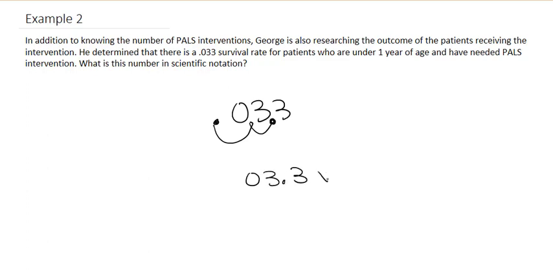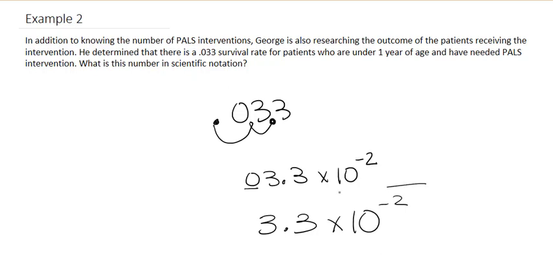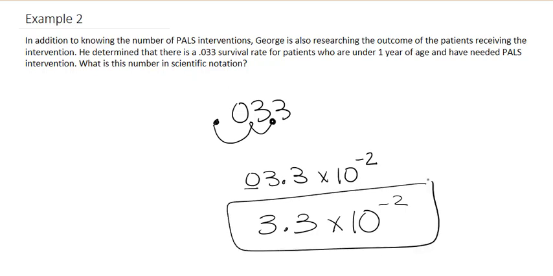and then we multiply it by 10, and since we moved to the right, this means that we have a negative exponent, and we moved it 2 times, so it's negative 2. So we can drop this first 0, as it's a leading 0 and we don't need it, so we go 3.3 times 10 to the negative 2. So this is our solution.